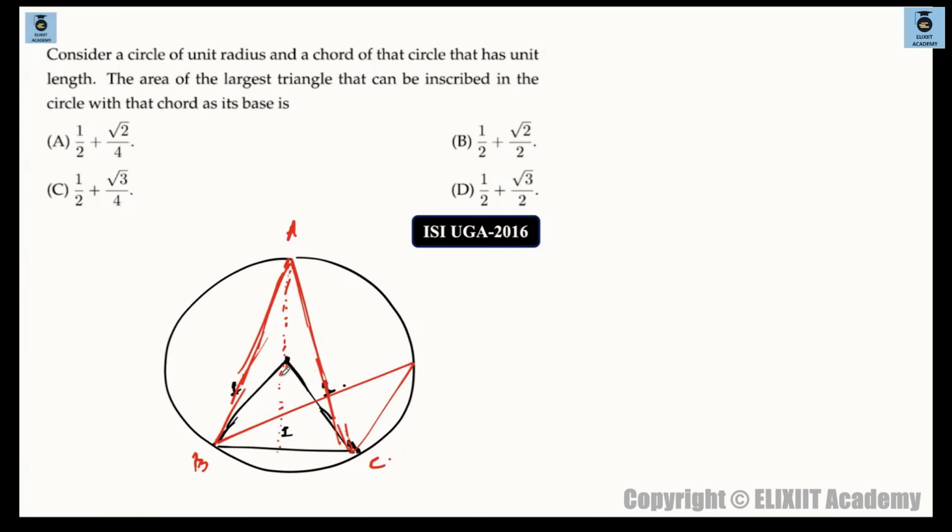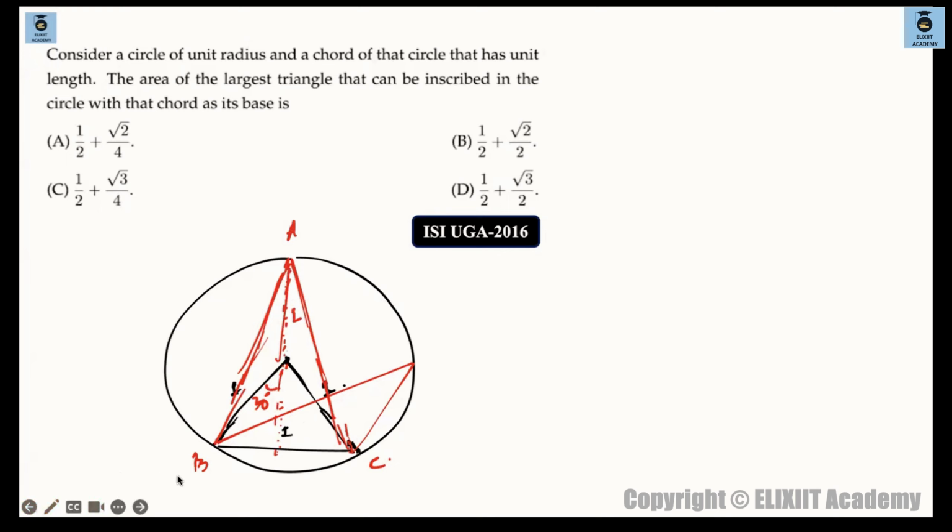You can clearly see from here that this is an equilateral triangle, so the total angle is 60 degrees. If the total is 60 degrees, then this much is 30 degrees, and this much is 30 degrees. This length will also be 1 unit, because this is also a radius.